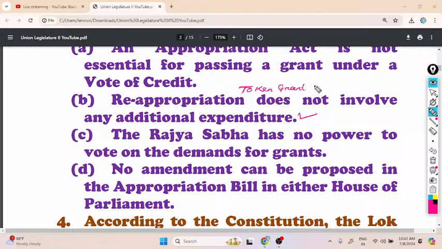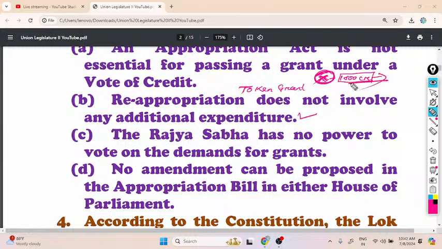Suppose X was a scheme for which 1,000 crore was sanctioned, but this was not spent by the government. The government could not spend this amount because the scheme was rejected or not accepted, or later it was found that it would not be appropriate to implement the scheme. But the money has been sanctioned. The money is now with the executive. Parliament has already sanctioned this money to the executive. Then the executive does not want to return this money to Parliament.